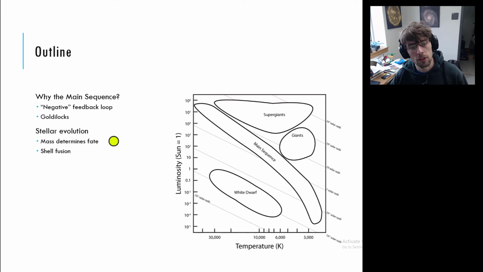First of all, I'll mention right away the mass of the star will determine its final fate. So, low mass stars, medium mass stars, high mass stars, and for lack of a better term, really high mass stars, those will all have different endpoints because of their mass. Mass determines everything. We'll have to introduce a new idea, shell fusion. Okay. So this is in contrast to the core fusion that we've already discussed.